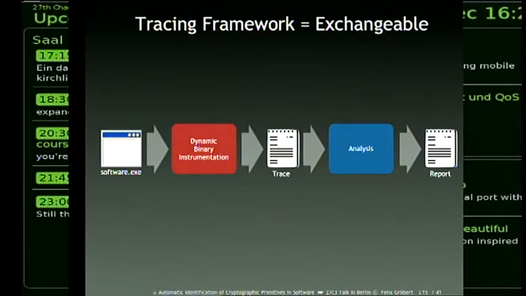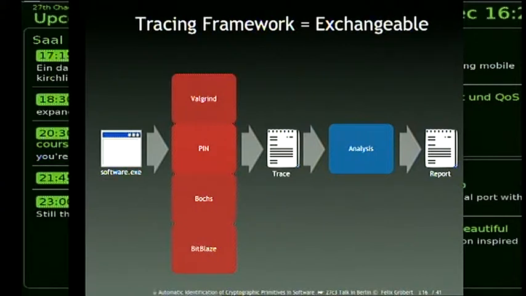I took this two-phase approach because I wanted to have the tracing framework interchangeable. So I would later on be able to exchange the PIN framework for another framework like Valgrind or BitBlaze, because the framework is highly dependent on performance, and also sometimes you cannot really trace a malware under this framework, so you have to take a different framework, and the trace file acts as an independent layer here.